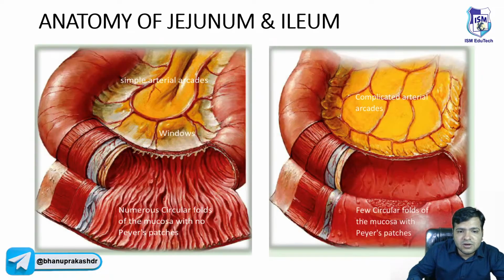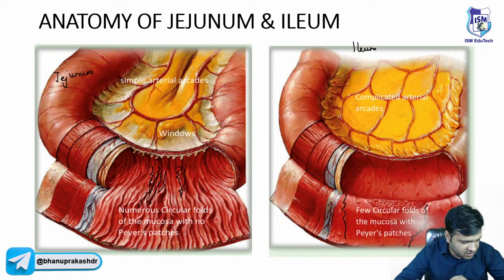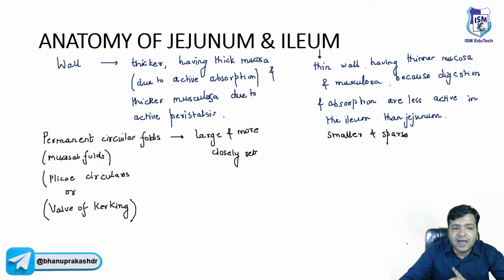So you can see these circular folds. These lines that you can see are all circular folds, and you can see these circular folds are more closely set, more joined together. But when we come to the ileum, this is the ileum, and this is the jejunum I'm showing. So you already know in the jejunum these mucosal folds or circular folds are closer to each other. And over here, you can see these circular folds are very few in number and they are separated from each other. So that is about this particular point. This is also called the valve of Kerckring.